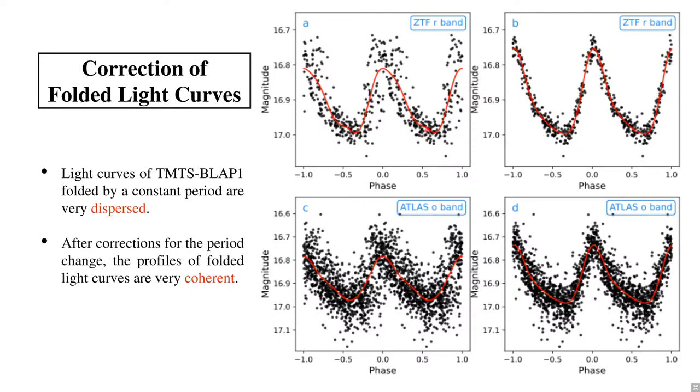After correction for the period change, you can see the light curves, the profiles of the folded light curves, are very coherent. This is the ZTF r band. This is the ATLAS o band. This one does not correct for the rate of period change. This is corrected for the rate of period change. You can see the profile of the folded light curves becomes very coherent.